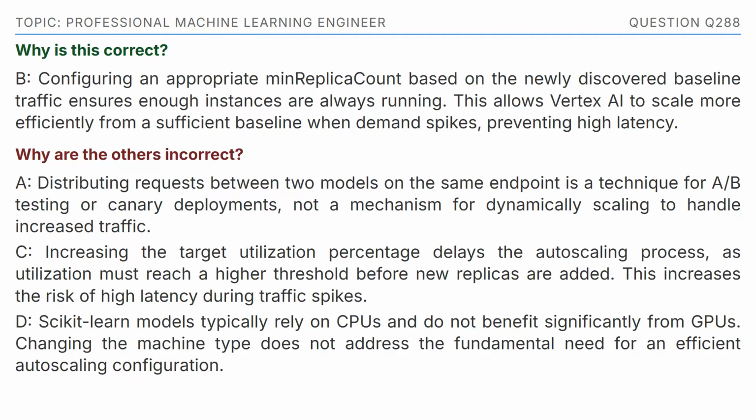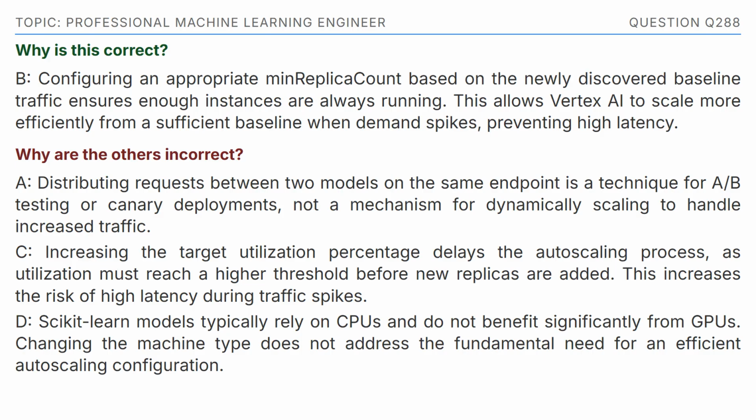Why is this correct? B. Configuring an appropriate min replica count based on the newly discovered baseline traffic ensures enough instances are always running. This allows Vertex AI to scale more efficiently from a sufficient baseline when demand spikes, preventing high latency.